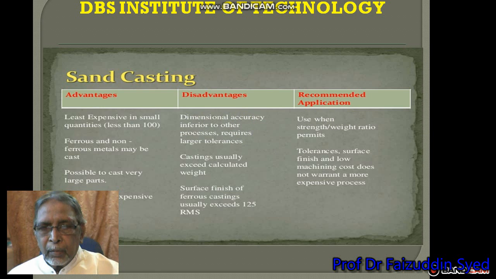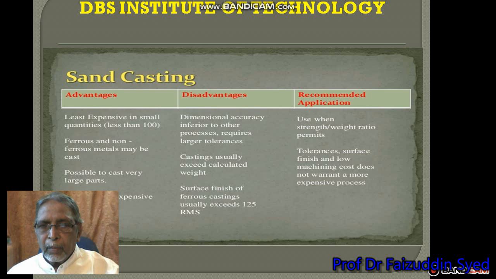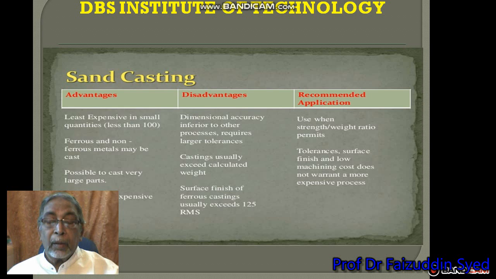Disadvantages are that dimensional accuracy is inferior to other processes and larger tolerances are required. The casting usually exceeds calculated weight. Surface finish of ferrous castings usually exceeds 125 RMS. The recommended applications with sand castings: when strength-to-weight ratio permits, and when good tolerance, surface finish and low machining cost do not warrant a more expensive process.